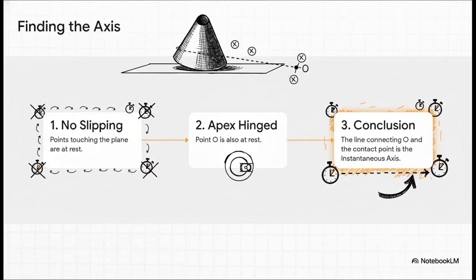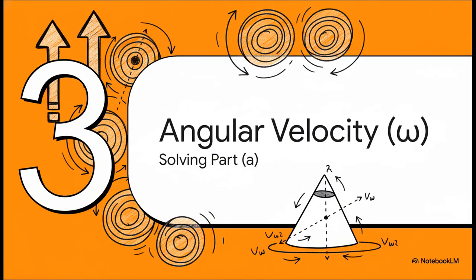So how do we find this magic line? We just use the clues the problem gave us. Rolling without slipping, that tells us that the part of the cone touching the ground isn't moving. It's momentarily at rest. We also know the apex, point O, is hinged, so it's at rest too. Well, if you have a straight line of points that are all at rest, guess what? That is our instantaneous axis. It's simply the line that goes from the apex, O, right down to the point where the cone touches the plane.